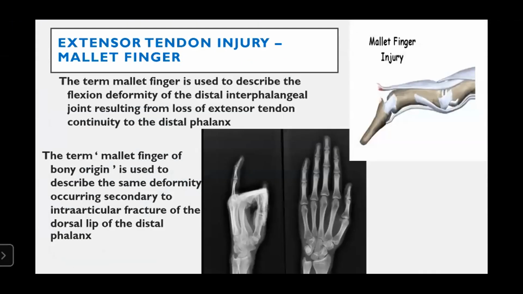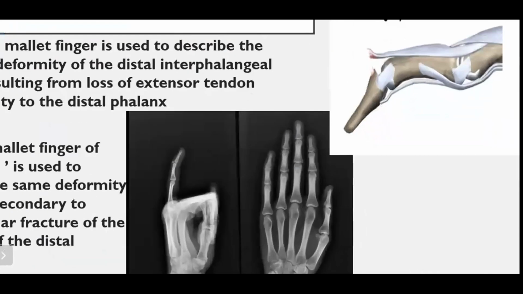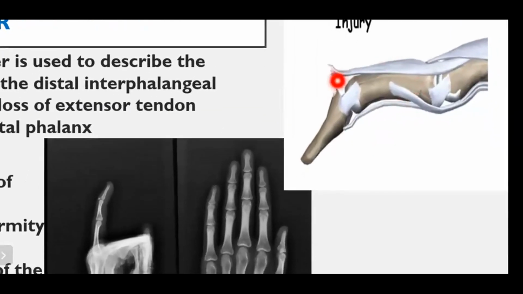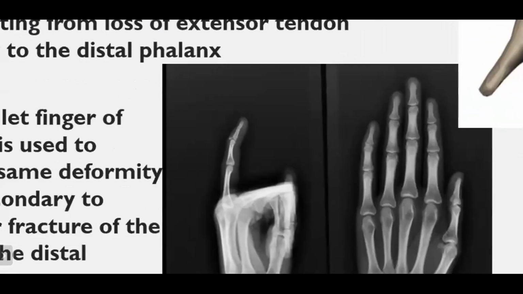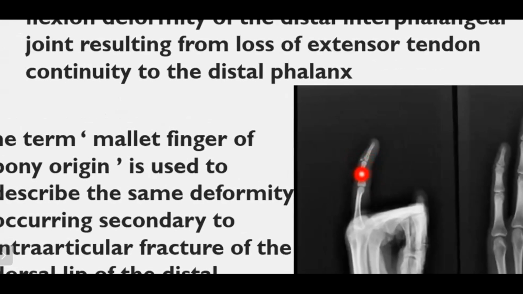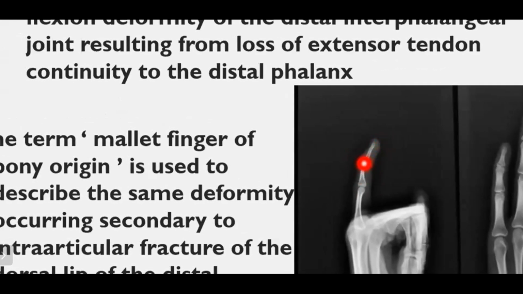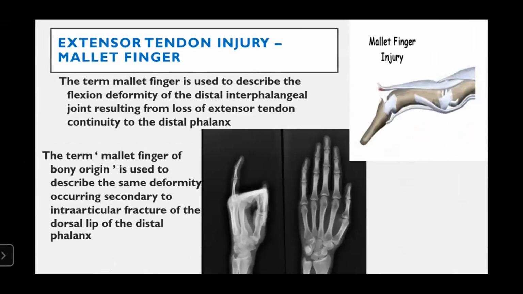Mallet finger. This term is used for the flexion deformity of the distal interphalangeal joint and results from either a tendon origin or a bony origin. If the extensor tendon of the finger loses its continuity to attach to the proximal end of the distal phalanx, that gives us the mallet finger. Also, a fracture of the dorsal lip of the base of the distal phalanx intra-articularly gives us the mallet finger.